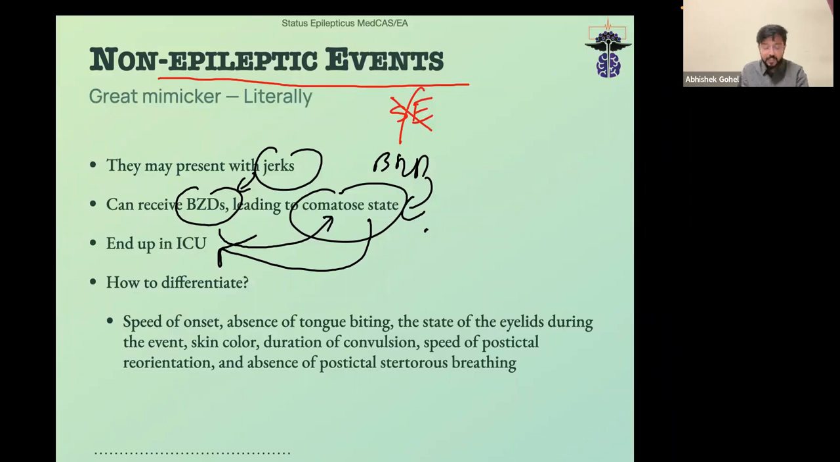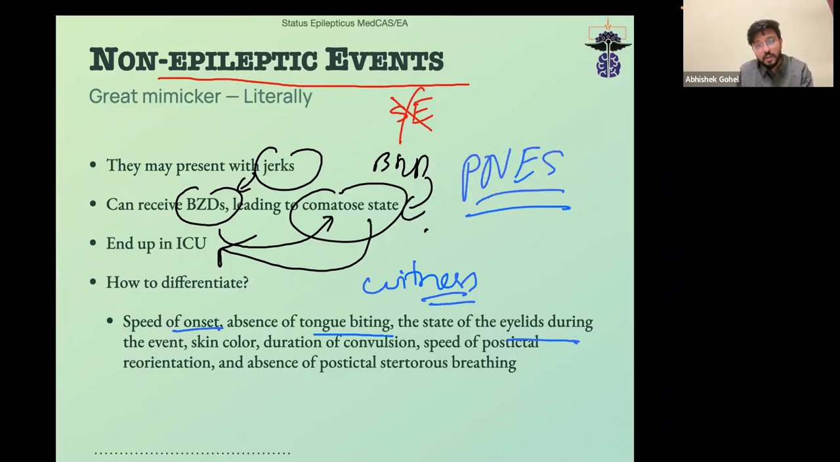So we really need to know how to differentiate the speed of onset of seizure. That is when the witness account, if at all, comes into play. Absence of tongue biting, the state of eyelids during the event. A person with psychogenic non-epileptic seizure will apply force in direct proportion to your effort in closing the eyelids. This is a very important, just a simple measure by which you can really make a difference over here.